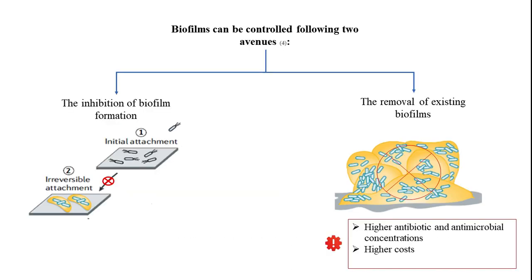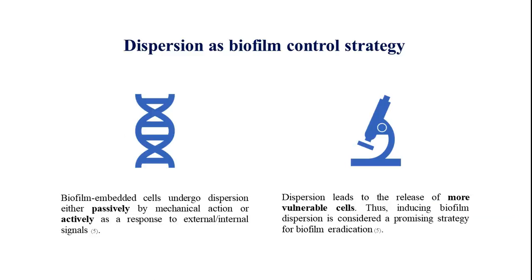Biofilm can be controlled following two avenues. The first one is the inhibition of biofilm formation, in which the irreversible attachment is inhibited by several strategies. One of them is surface coating. The second one is the removal of existing biofilms. The eradication of already existing biofilms is hard because it requires higher antibiotic and antimicrobial concentrations and leads to higher costs. That's why biofilm eradication strategies need to be enhanced.